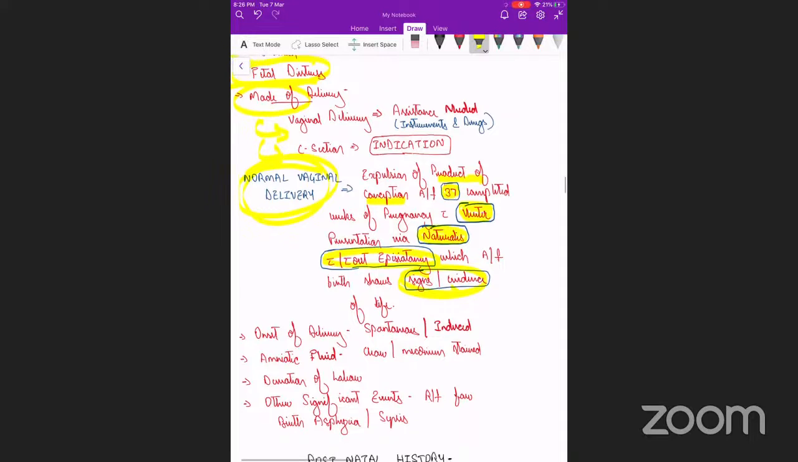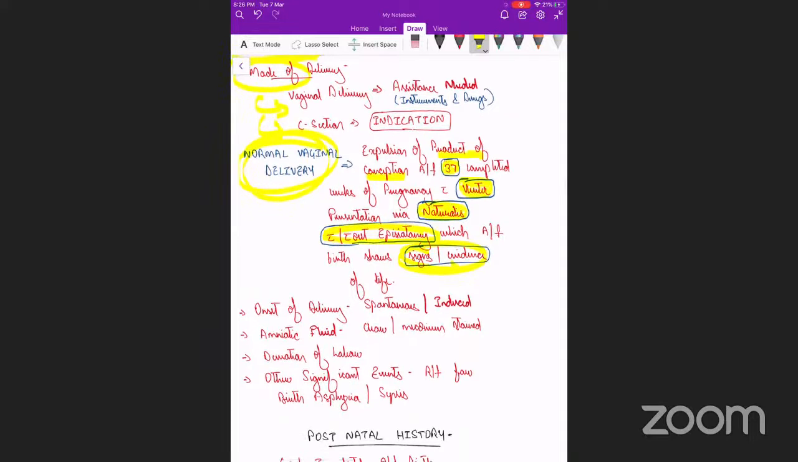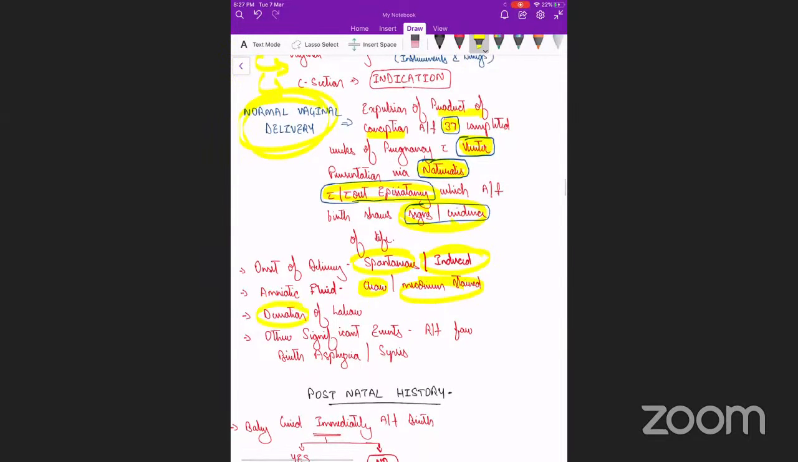Fine. Then onset of delivery, whether it was spontaneous, assisted, or induced delivery. Fine. Next, amniotic fluid. Again, whether it was clear or meconium stained, and the importance we have already spoken about. Duration of labor, because if there is prolonged labor, there is risk of birth asphyxia, there is risk of the membranes being ruptured, and again ascending infection can take place. So early onset sepsis can be there, correct?